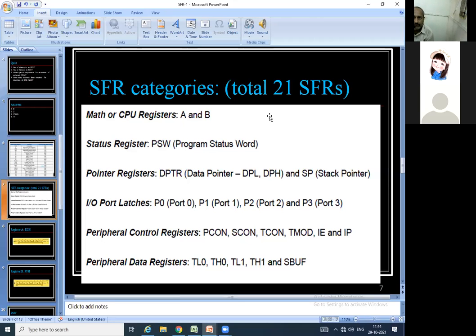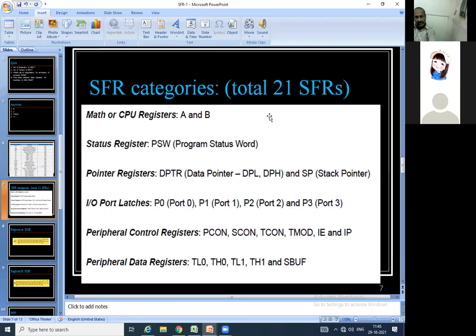Open the notebook and pen. Write the SFR categories, and in today's date, note down this bifurcation of the total 21 SFRs. We have just discussed it in brief, but in detail, today we are going to start. So register A and register B are known as math or CPU registers. These sentences are very important as far as the MCQ is concerned.